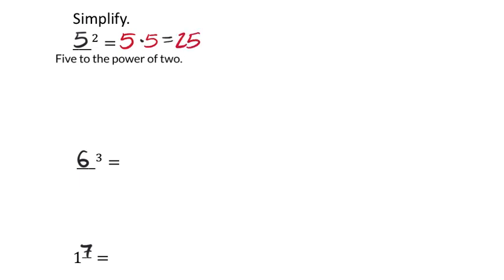Again, please do not mistake this for 5 times 2. I know I wrote that kind of funky because of the blank right there, but it's 5 times 5, which is 25, not 5 times 2, which would be 10. That would be incorrect.